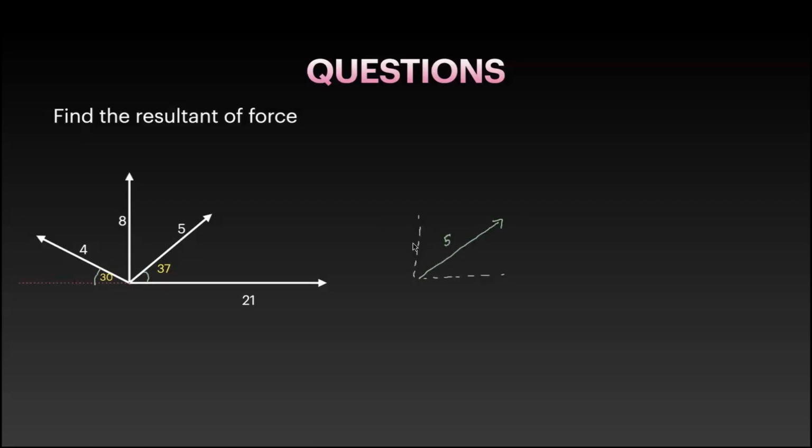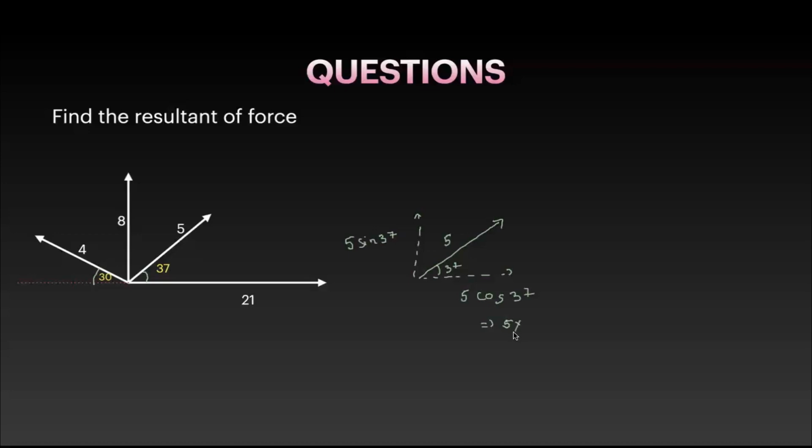How do you do it? Whenever you get a vector, write its horizontal component and vertical component. This is 37 degrees. So this is what? 5 cos 37. And this is what? 5 sin 37, which is nothing but what? 5 into cos of 37 degrees is what?